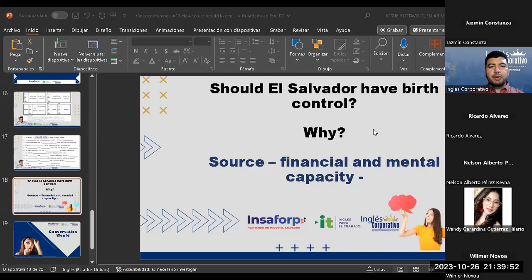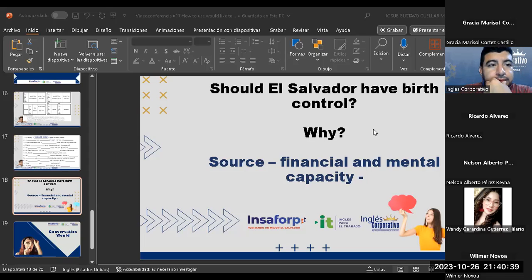Good point. Brian, and then we go with Gracia. Okay. Yes, Brian. I feel that it is something necessary for a couple to be responsible if they need it. Yes, and the key word in your opinion is responsible. Parents or couples are not quite responsible with all the kids that they have, right? So that's maybe one of the points that we consider. Gracia and Wendy.